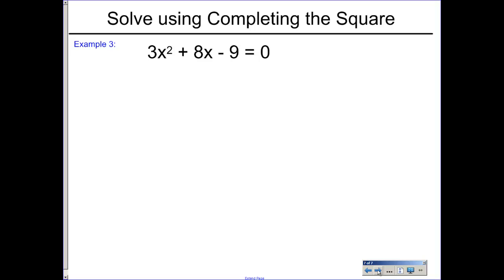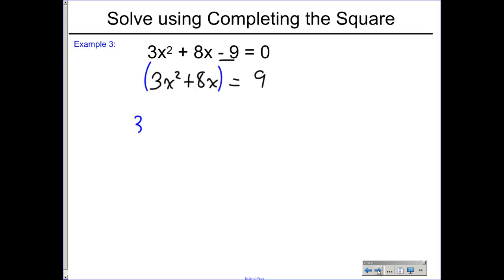But the first thing I'm going to do is get rid of my negative 9, move it to the other side, so I have 3x squared plus 8x is equal to a positive 9. Now I want to factor out of here a 3, so I'm basically dividing a 3 out.